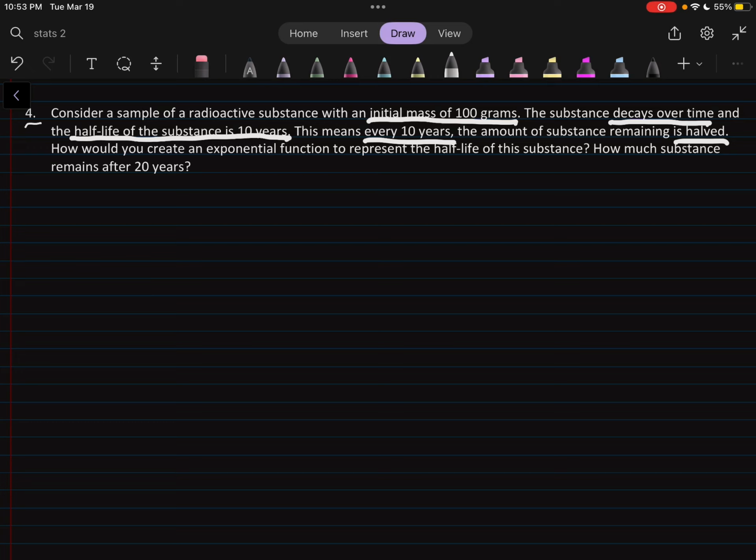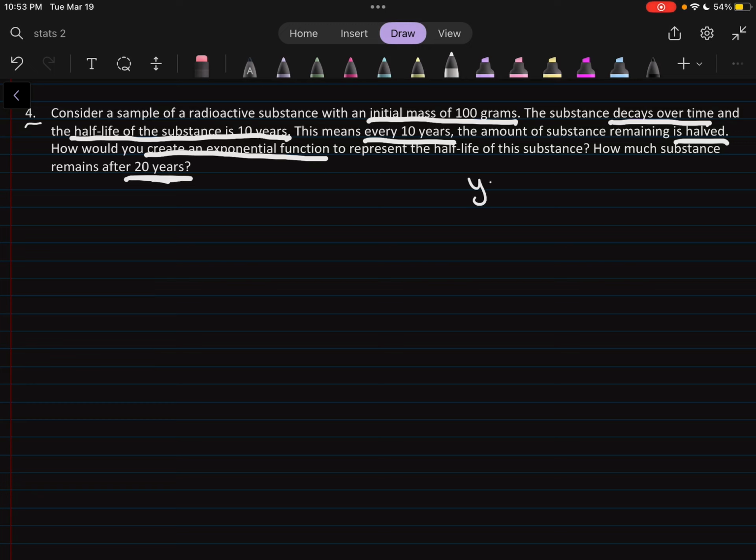How would you create an exponential function to represent the half-life of this substance? How much substance remains after 20 years? So this problem is asking us to create an exponential function to represent the half-life of the substance, and it's asking us how much substance remains after 20 years.